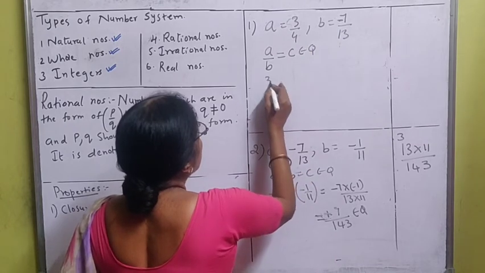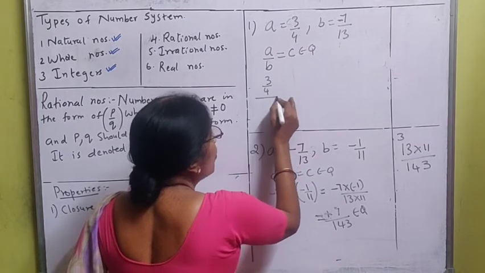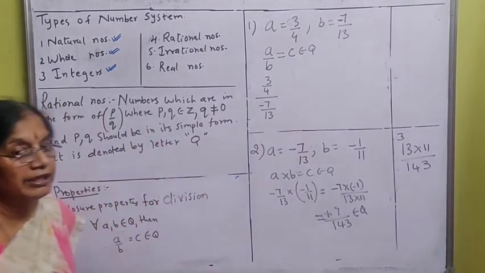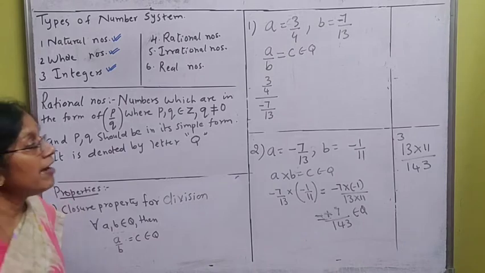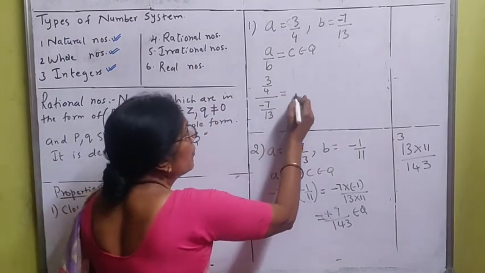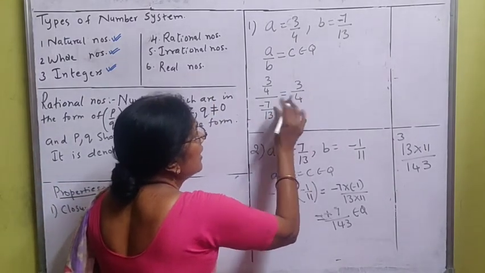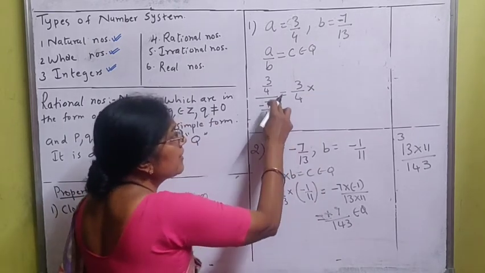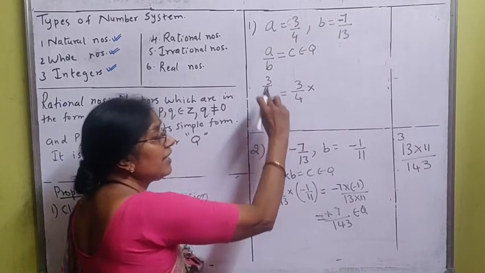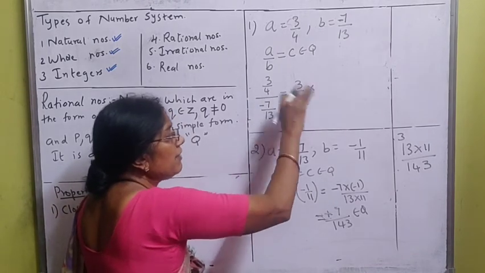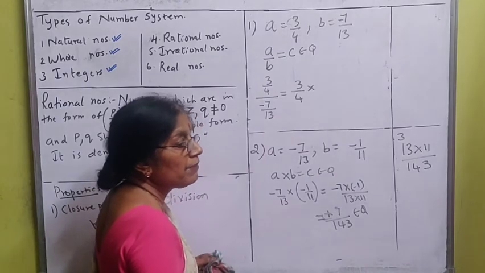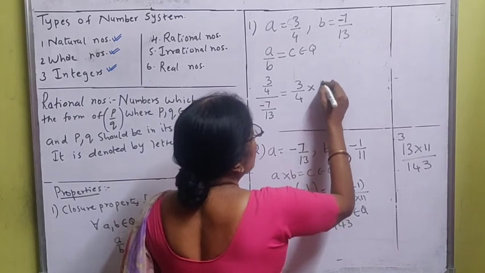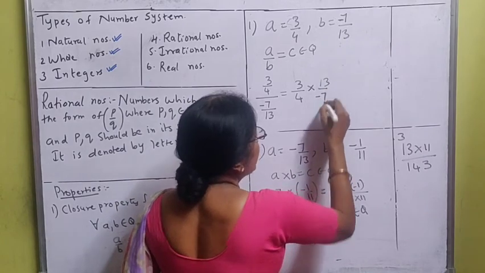What is the value of A by B? 3 by 4 whole divided by minus 7 by 13. Here also I will explain one important rule. When two fractions are divided, put the first fraction as it is. Division shall be converted into multiplication. When division is converted into multiplication, the fraction in the denominator will become its reciprocal. Reciprocal means 13 will go up, minus 7 will come down. So what you will get? 13 divided by minus 7.